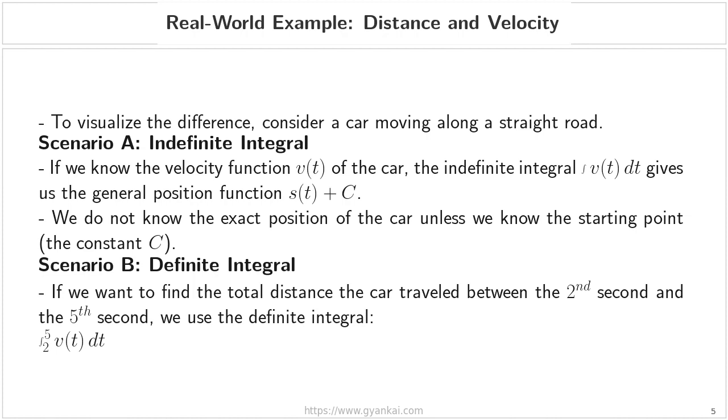dt. This integral calculates the area under the velocity curve between the second and fifth seconds, and that area directly corresponds to the distance traveled during that specific time interval. Notice we don't have a plus c here. The limits of integration take care of giving us a single numerical answer, the total distance traveled.